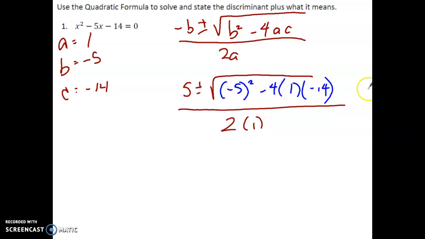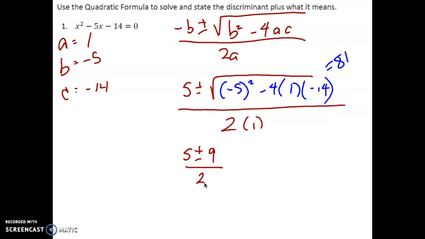Okay, so let's simplify the discriminant value first and figure out what that tells us. Okay, I went ahead and typed that discriminant value into my calculator, and the part underneath the square root is equal to 81. Okay, so now let's think about what that means. Go back and look at your notes. 81 is a positive number, so what does that tell me about my roots? It tells me I should have two real roots. Okay, so let's see what's going to happen. So I've got 5 plus and minus. All right, what is the square root of 81? Well, 81 is a perfect square number. Square root of 81 is 9.